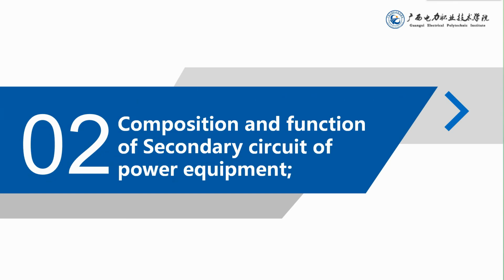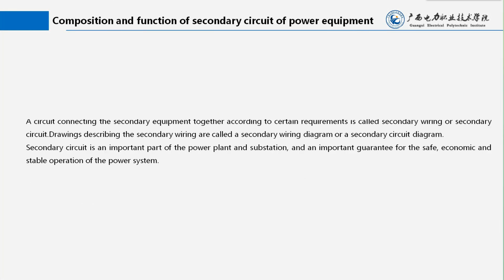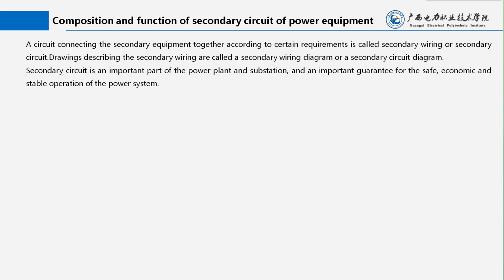Two. Composition and function of secondary circuit of power equipment. A circuit connecting the secondary equipment together according to certain requirements is called secondary wiring or secondary circuit. Drawings describing the secondary wiring are called a secondary wiring diagram or a secondary circuit diagram. Secondary circuit is an important part of the power plant and substation, and an important guarantee for the safe, economic and stable operation of the power system.